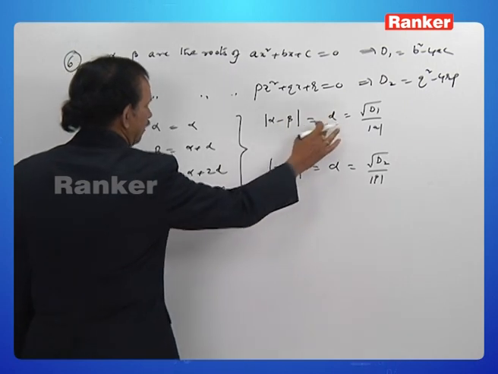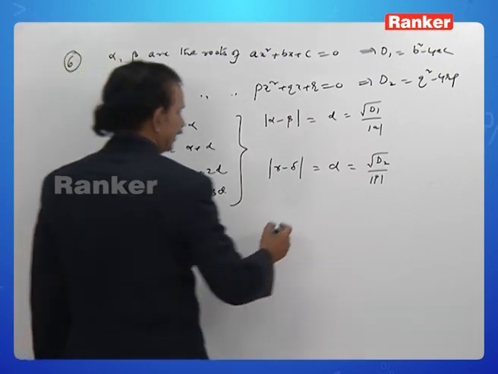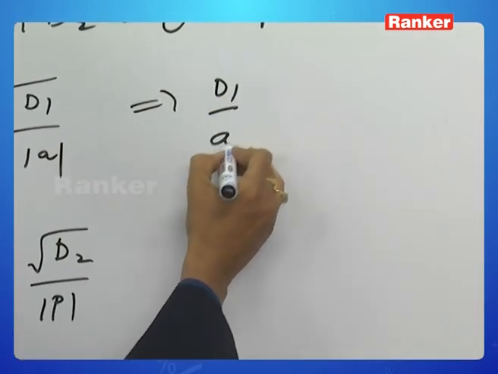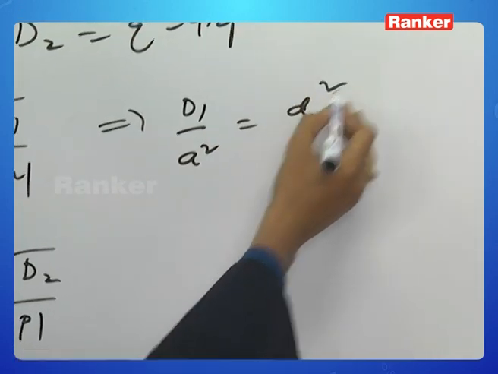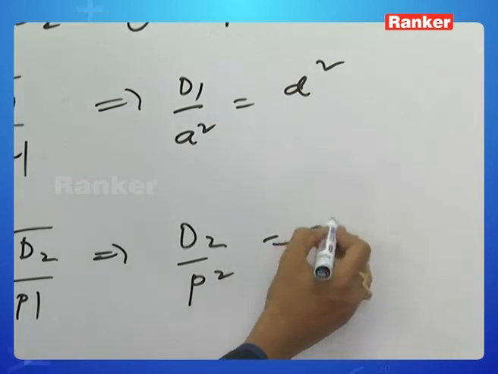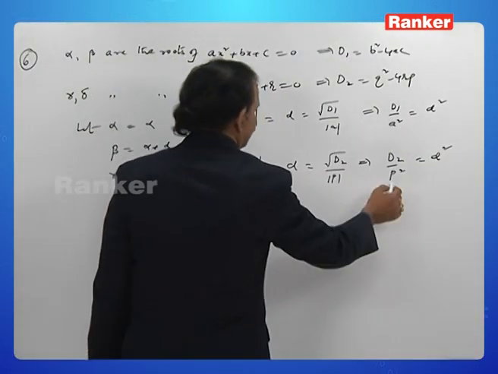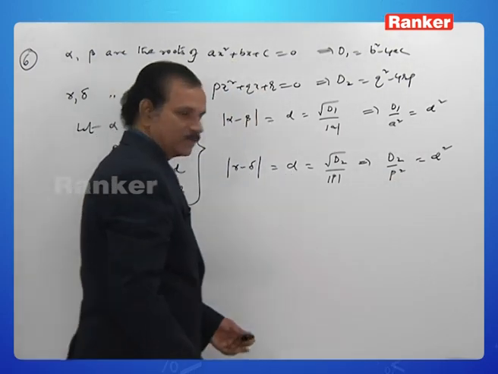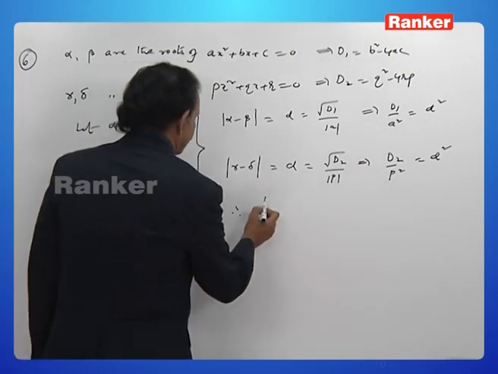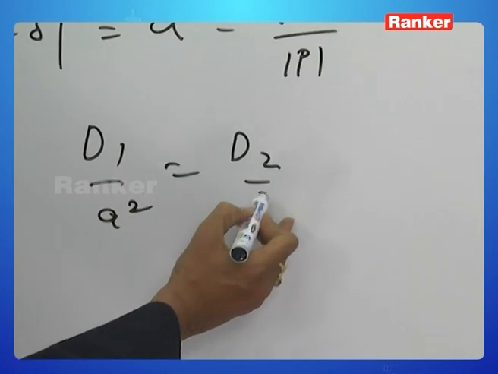Mod alpha minus beta whole square is equal to d square, which is equal to root of d1 by mod a whole square. That is, from this, d1 by a square is equal to small d square, and d2 by p square is also equal to d square. Again, these two can now be equated because each of them is equal to d square. Therefore, d1 by a square is equal to d2 by p square.